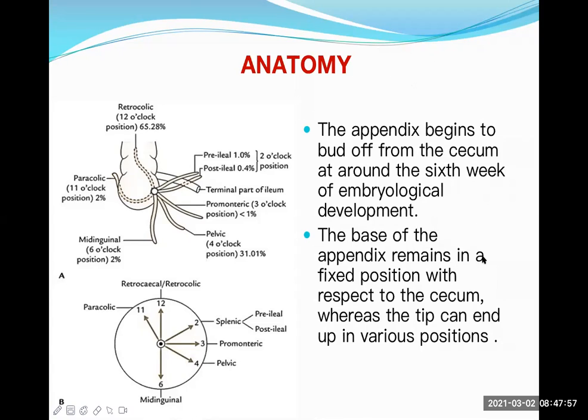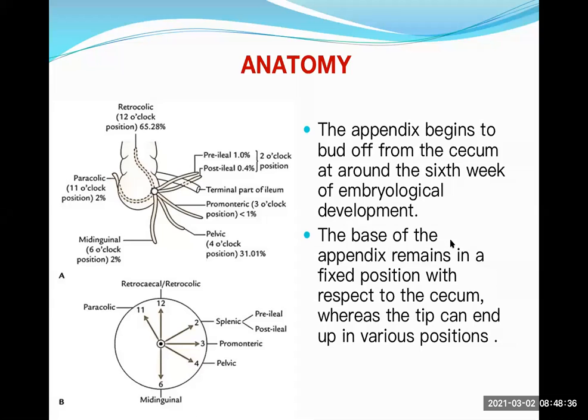Now, one important point here, the base of the appendix is always constant, or fixed, whereas the apex, or rather the tip of the appendix, varies in different positions. It differs according to the person. So what information do you learn here? The surgeon has to know these things. Whenever an incision is given in the right iliac fossa and we enter the peritoneal cavity, sometimes the appendix is right there in front of your eye. Sometimes you need to search for the tip of the appendix.